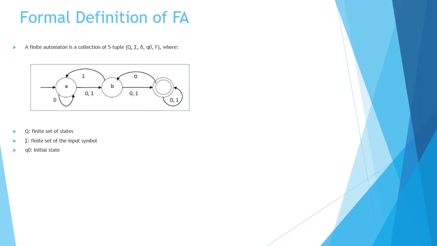A finite automaton will have only a single initial state, but it can have more than one final state. Similar to the initial state, we have a final state, and we represent the final state with the double circle.